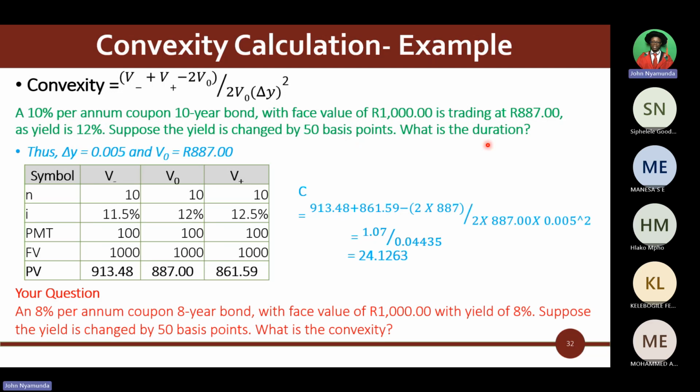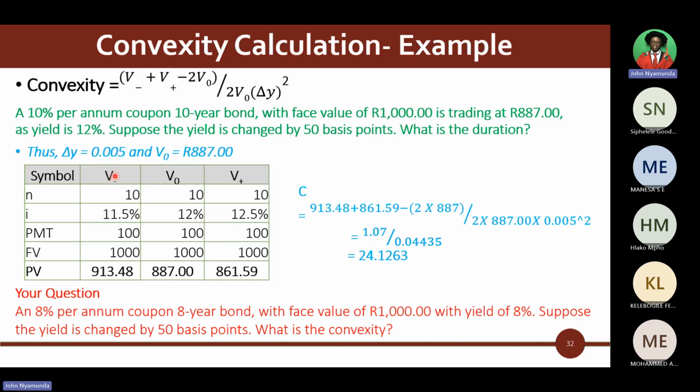What is the convexity? The change in yield is 0.005 and V naught is 887. N is 10, YTM is 12, PMT is 100, which is 10% of 1,000, and FV is 1,000. We already know these; we've been doing these calculations for a long time now.